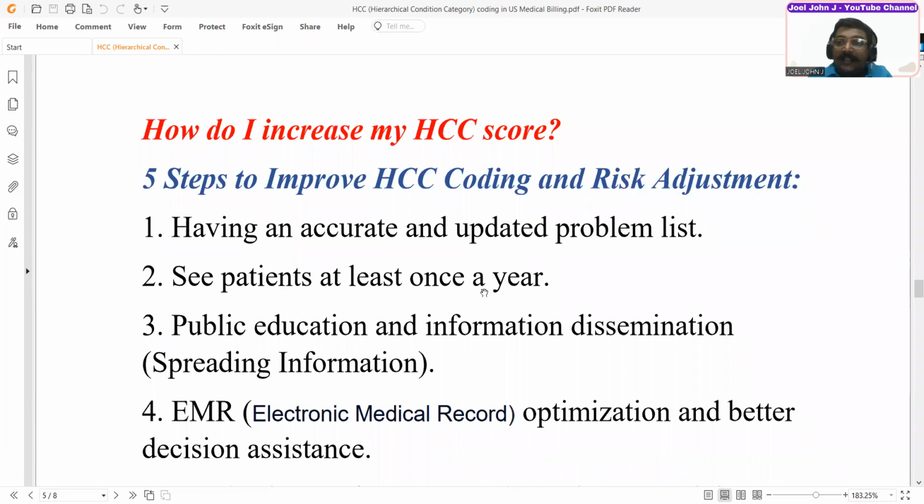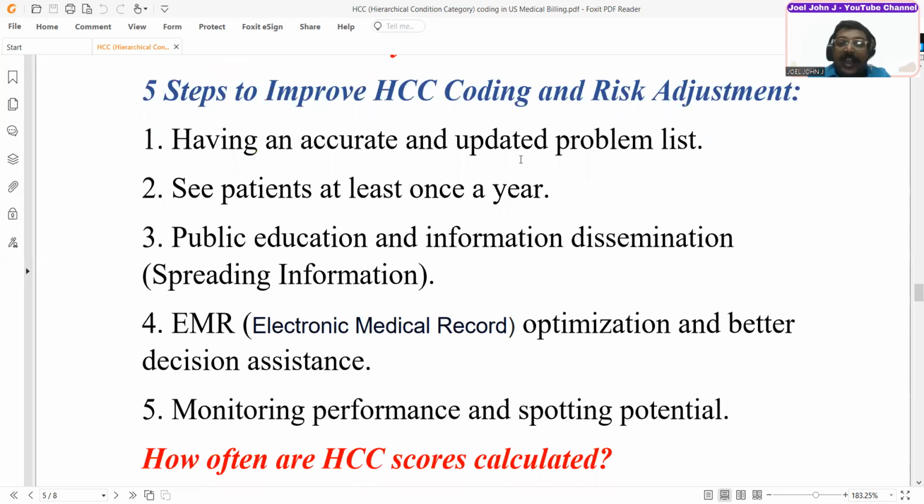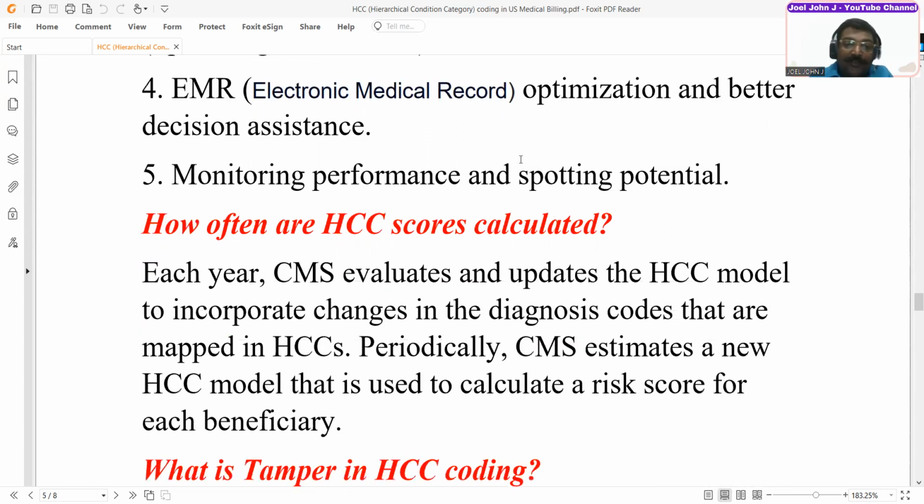How do I improve the HCC codes? This is something for the providers. They have to follow these five steps to improve HCC codes and risk adjustment: having an accurate and updated problem list; seeing patients at least once a year; public education and information dissemination, spreading information; EMR, electronic medical record, optimization and better decision assistance; and monitoring performance and spotting potential.